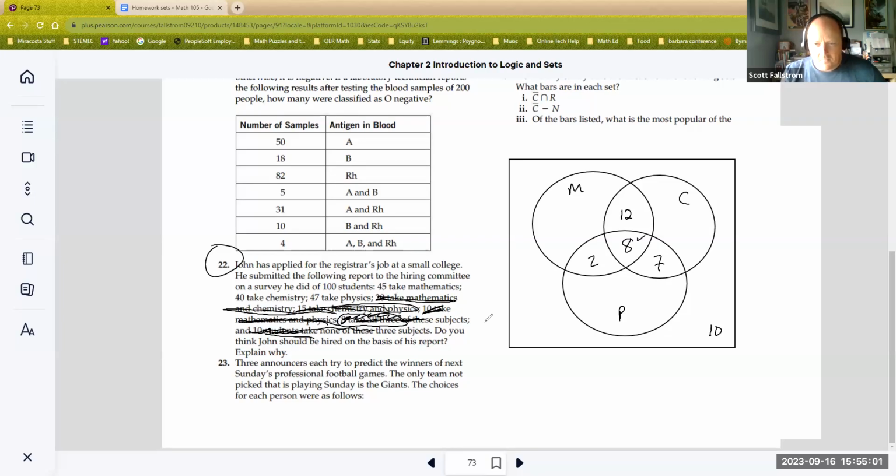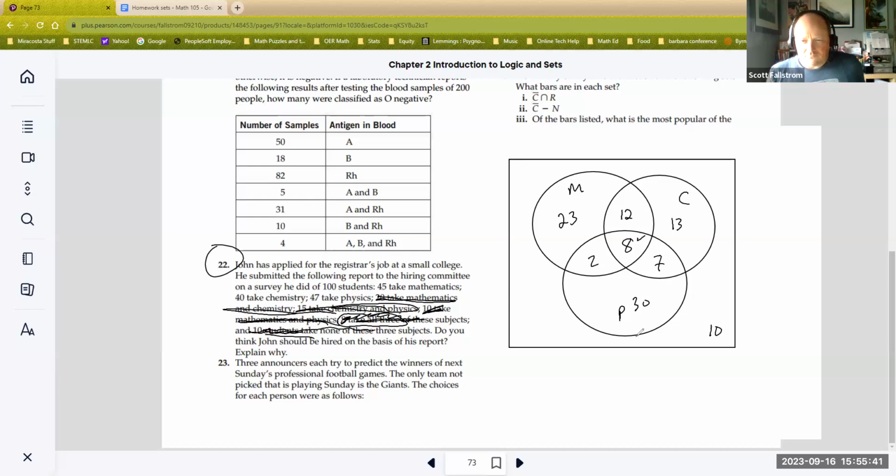And now let's see what it says. 45 take mathematics. So right here, 8 and 12 is 20. Plus the other 2 over here is 22. So that leaves 23 for taking mathematics, but not the others. 40 take chemistry. So again, I've got 27 here. So that'd be 13 taking chemistry, but not math and physics. 47 take physics. That's 10, 17. So that'd be 30 that take physics right there. All right. So there we are.